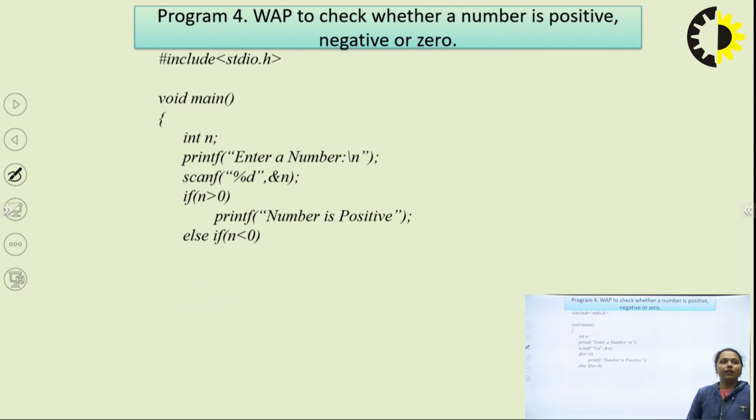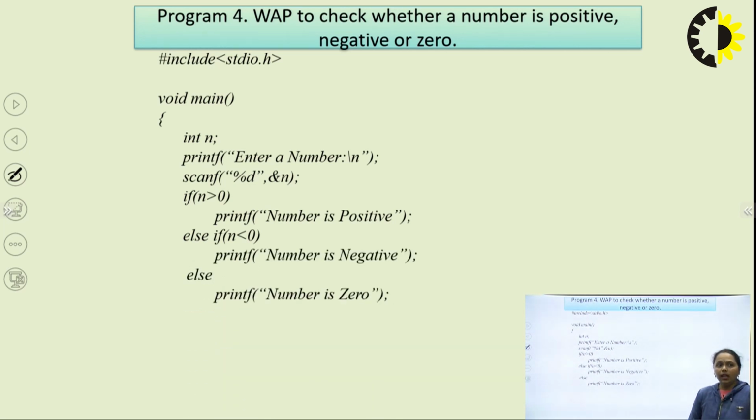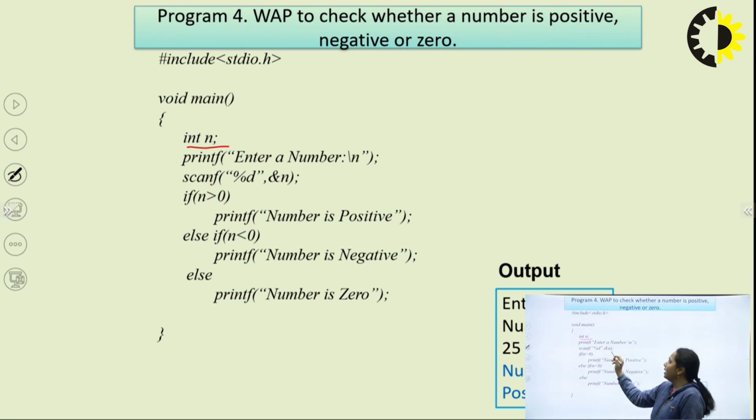Let us discuss it with an example. Here we have a program to check whether a number is positive, negative or 0. So, we want to check different conditions. For this we have taken an input from user, that is n. N is entered by user. Now, first condition is if n is greater than 0. If n is greater than 0, it means what? N is positive number. So, what we have to print? We have to print number is positive.